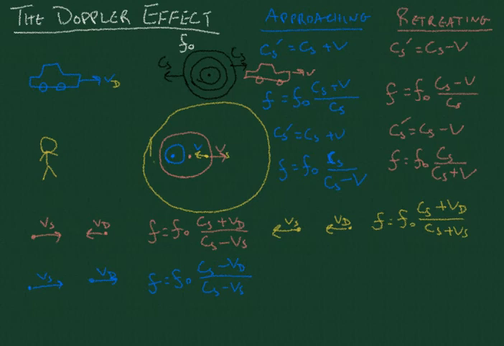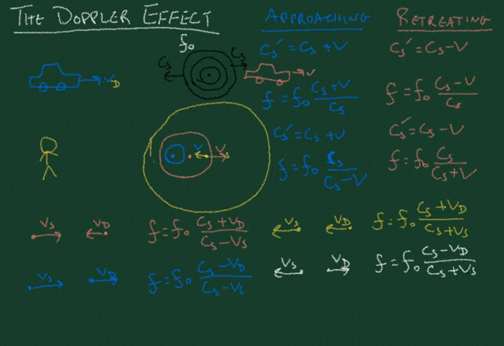Of course, the last case, we can have the source moving away and the detector moving away. So in this case, the frequency that we hear is the emitted frequency times the speed of sound minus the velocity of the detector divided by the speed of sound plus the velocity of the source. And so these are the four different situations that we can have.